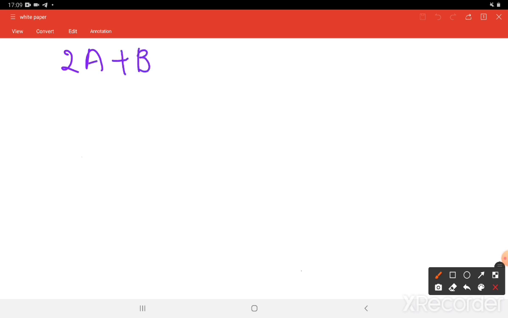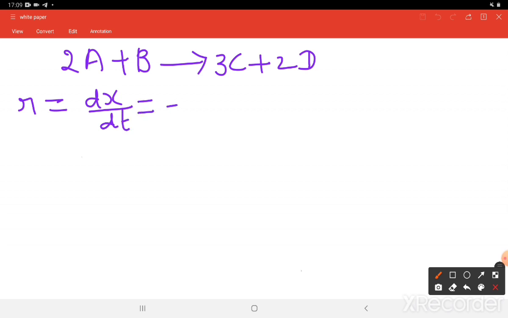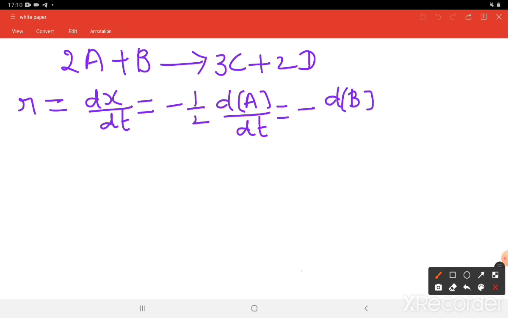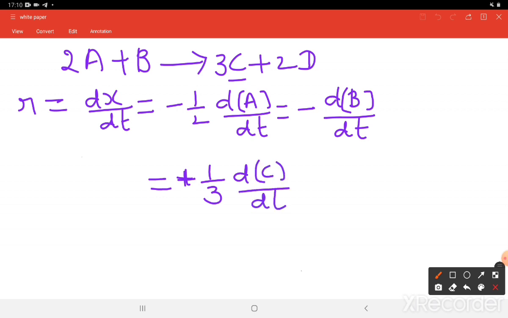A plus B gives rise to 3C plus 2D. For this reaction, rate is equal to dx by dt is equal to minus 1 by 2 d of A concentration by dt is equal to minus d of B concentration by dt is equal to plus 1 by 3, because here C is the product, its concentration will increase, so we can take plus d of C concentration by dt is equal to plus 1 by 2 d of D concentration by dt.